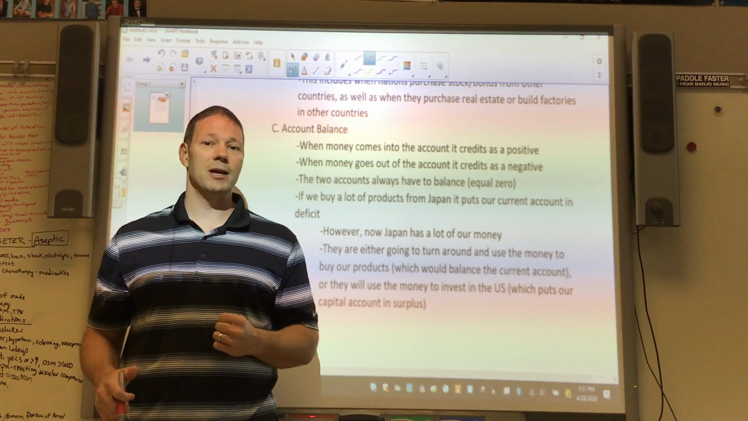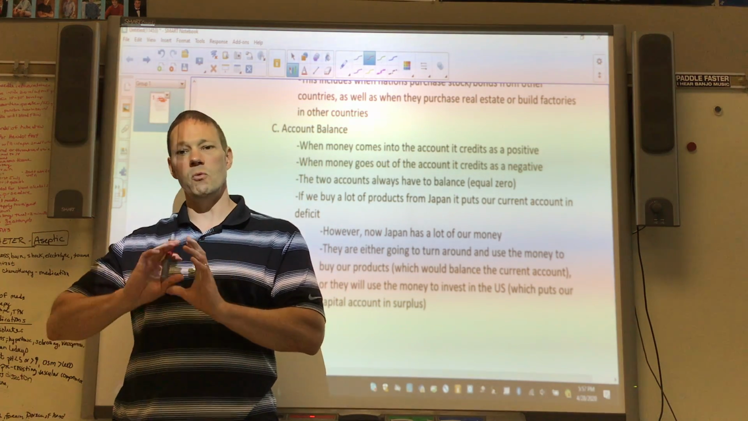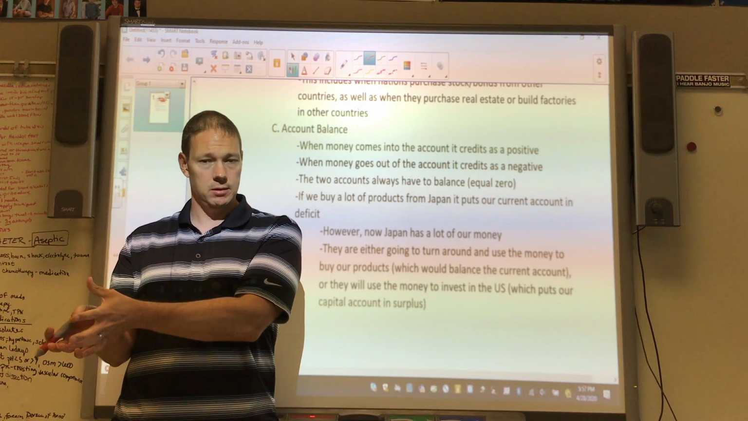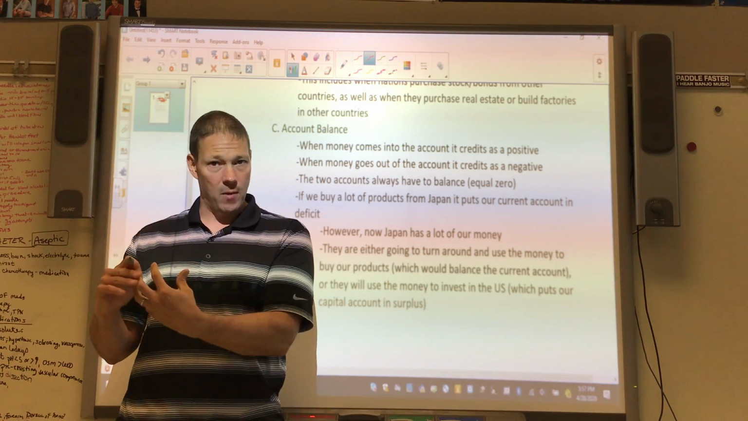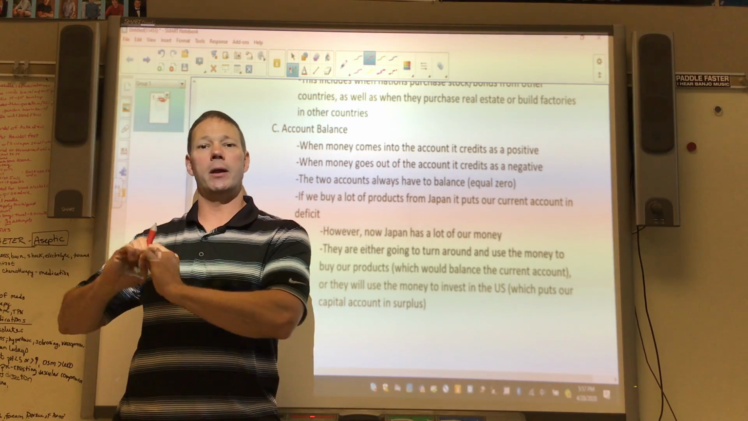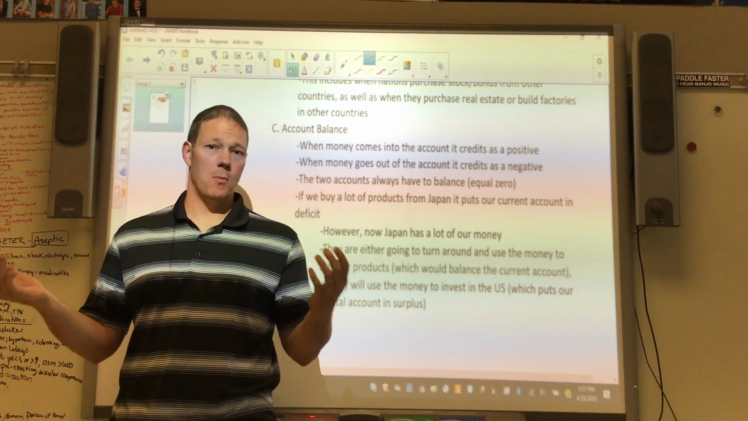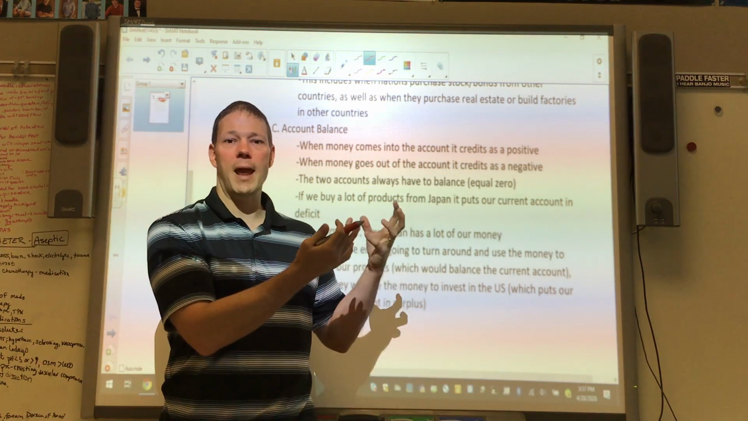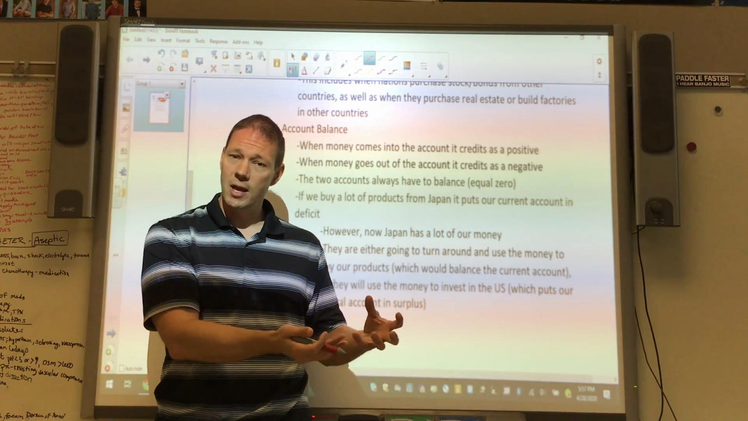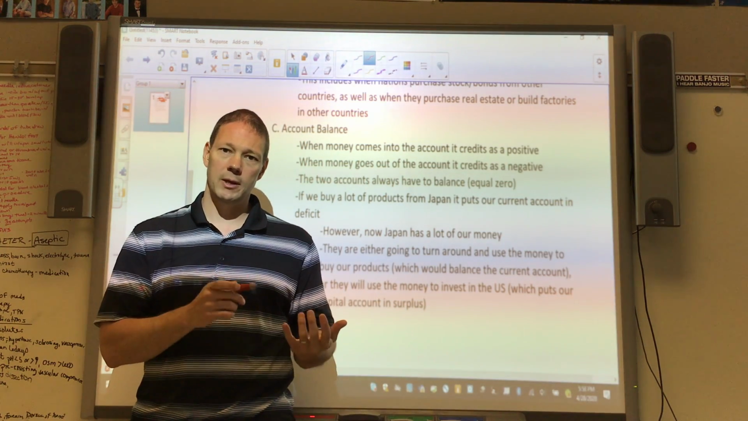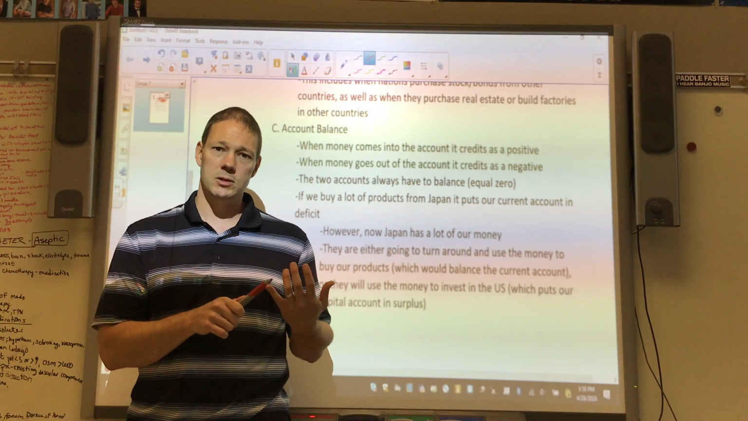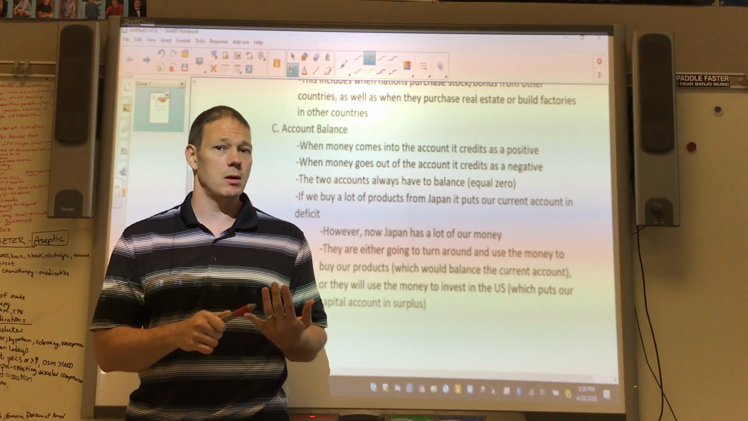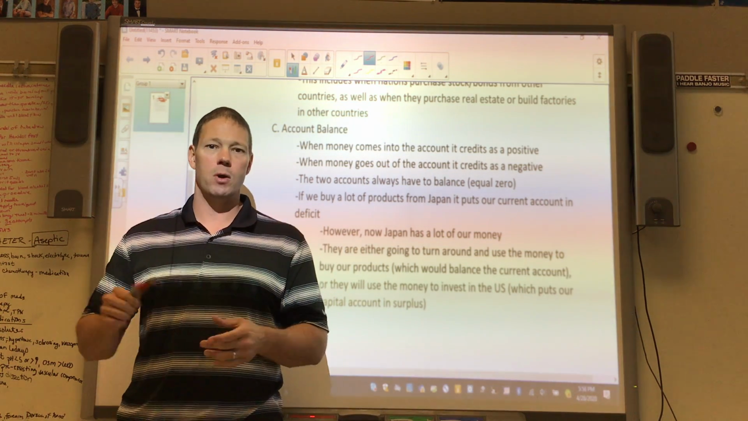Same thing has happened in the last 20 years with China. We've been buying a lot of stuff from China, right? More than they bought from us. So as we buy stuff from China, our money goes to China. Oh my gosh, what are they going to do with that money? Well, what they've been doing is turning around and buying our bonds, especially as we've been going through the late 2000s. We talked about the housing market collapse and the Great Recession, whatever you want to call it.